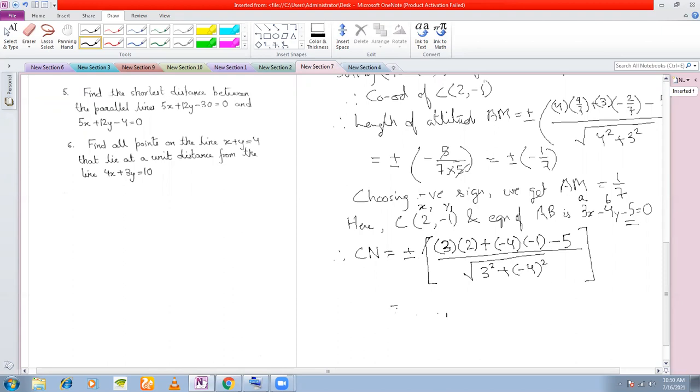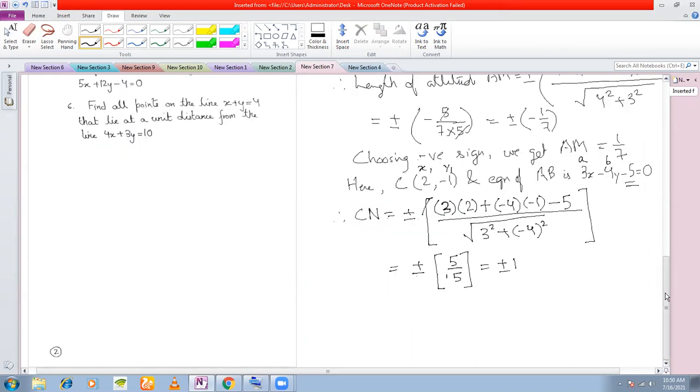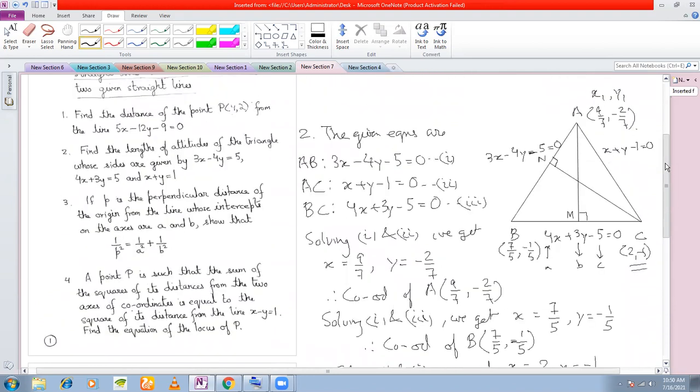Okay, so this will come to plus or minus 5 by 5, which is equal to plus or minus 1. So taking positive sign, we get Cn is equal to 1 unit. Okay, so this is the length of the other altitude.